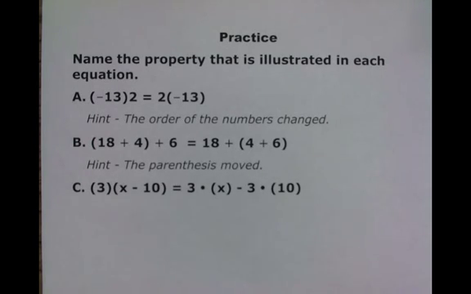C. 3 times (x minus 10) equals 3 times x minus 3 times 10. So what I would look for is the property where it has a number in front of the parentheses and then you're distributing it to the things inside the parentheses.